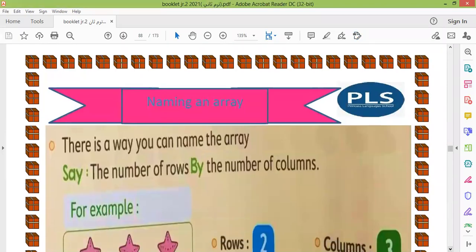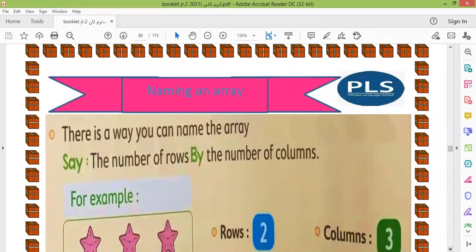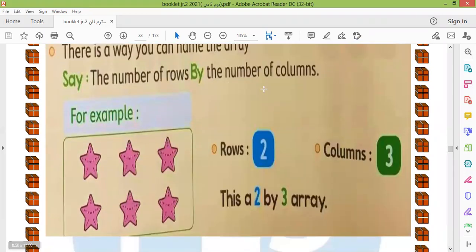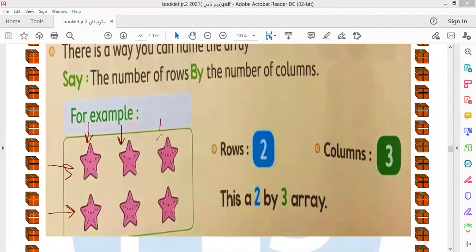Naming an array. There is a way you can name the array. We start with the number of rows by the number of columns. We have here an array, and the number of rows here, we have here 1, 2 rows, and 1, 2, 3 columns. So what is the name of this array? This is 2 by 3 array, where 2 is the number of rows and 3 is the number of columns. So we start with the number of rows.